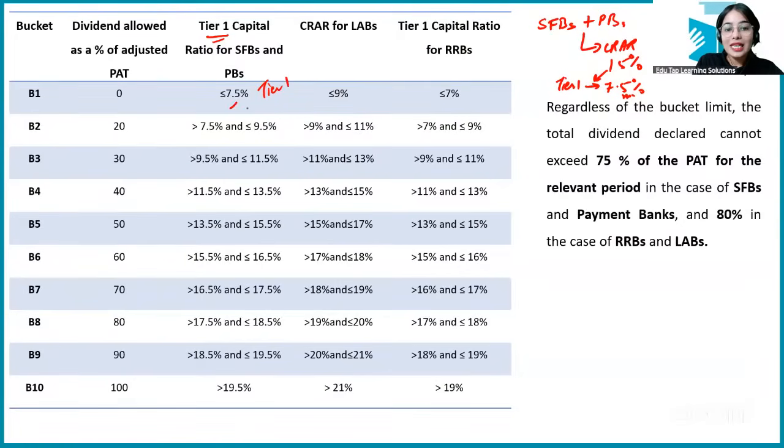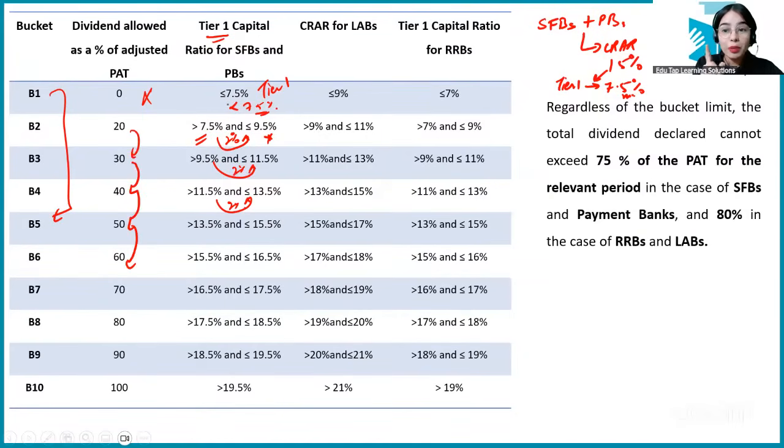Or let's say they have less than 7.5% of tier 1 capital. That means they are not able to maintain the minimum, or they are only having the minimum. Should they be allowed to pay the dividend? No. But let's say if they have more than 7.5% and up to 9.5%. So the same formula will go that till bucket 5, there will be the increase of 2% in the criteria, and there will be the increase of 10%.